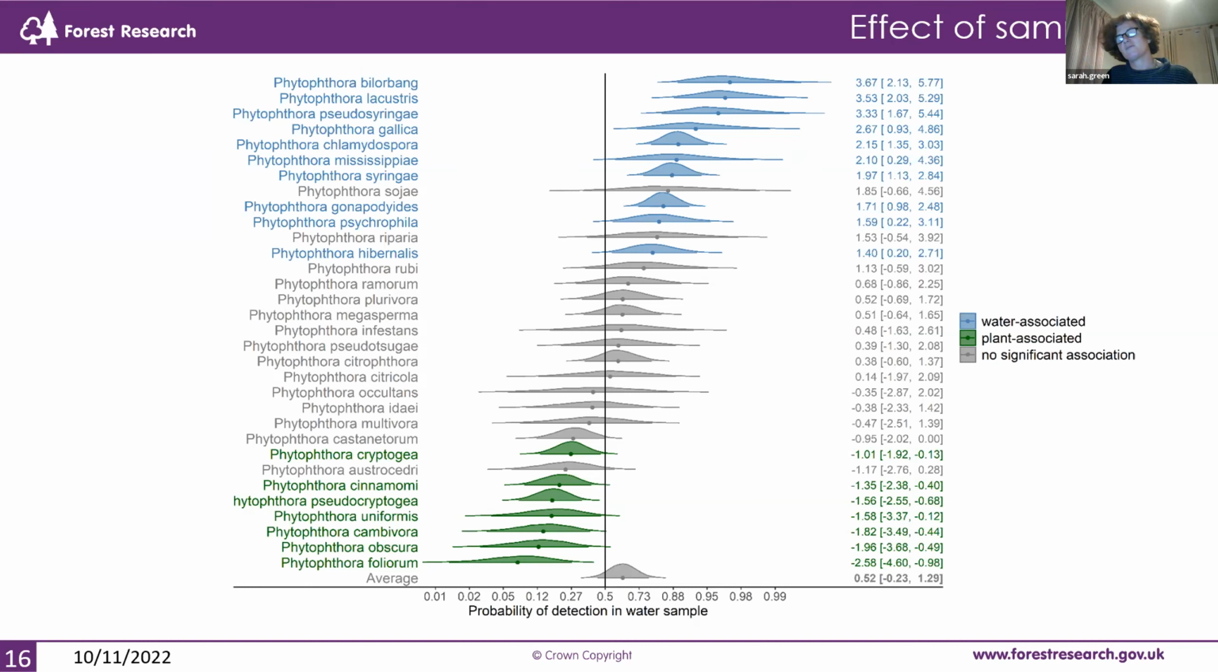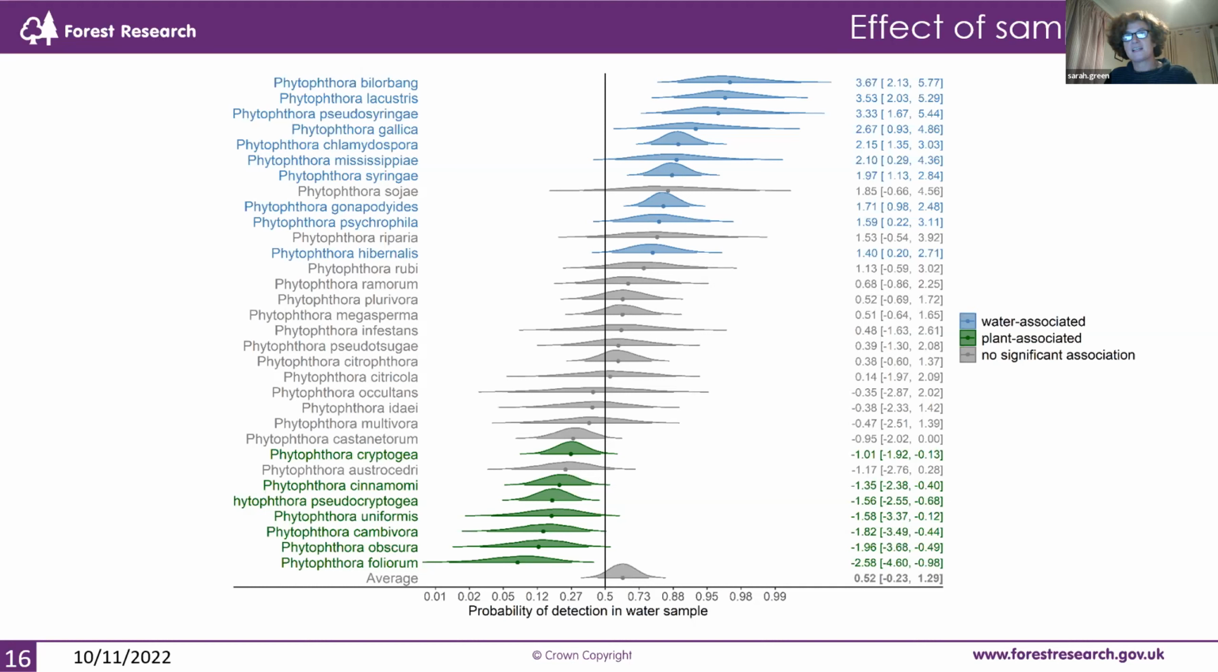But then there are other Phytophthoras that was a bit of a surprise to us, that they were almost always found in water, and that included Phytophthora pseudosyringae, gallica, and hibernalis. So that was a slight surprise. And then there are the others in green here, which are most likely to be found in roots, and those include Phytophthora cinnamomi, cryptogea, pseudocryptogea, and cambivora, for example.